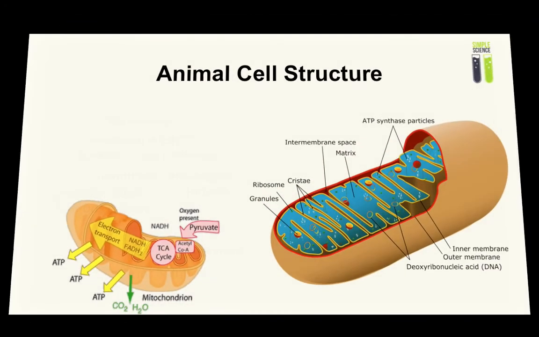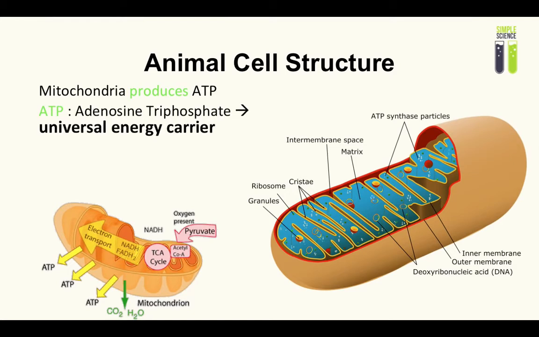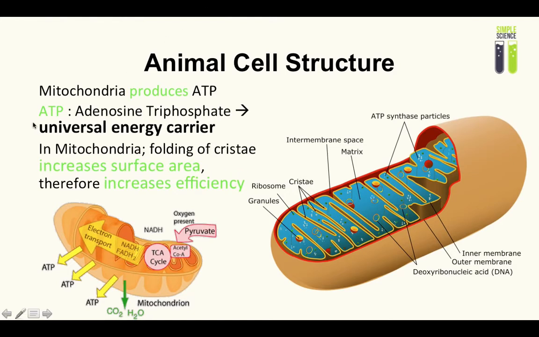Now, just before we move on to the theory, just a small piece of information and I guess a summary. Mitochondria produce ATP. ATP stands for Adenosine Triphosphate and is importantly known as a universal energy carrier. And as I mentioned earlier, the folding of the cristae increases surface area and therefore increases efficiency. And here is just a diagram, I guess, of a summary of the respiration reaction, so the series of steps, but you don't need to worry about that at this level. So let's go ahead and check out the theory.